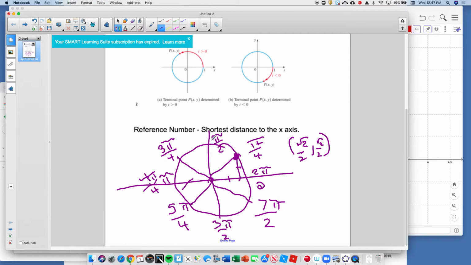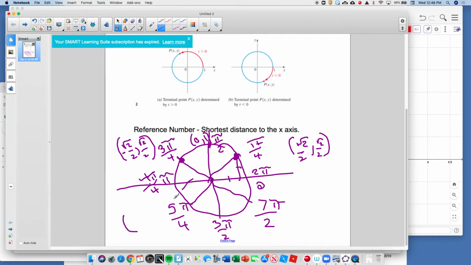As we move around, we know that this terminal point is 0, positive 1, because we can just look at that on the axis and see. And then this terminal point is going to have the same values, root 2 over 2 and root 2 over 2, but the x coordinate is going to be negative because it's in that second quadrant. So it's going to be negative root 2 over 2, comma, root 2 over 2. And that will be my terminal point, that is 3 pi over 4 distance around the outside of that circle. Okay. And then we can keep going around.